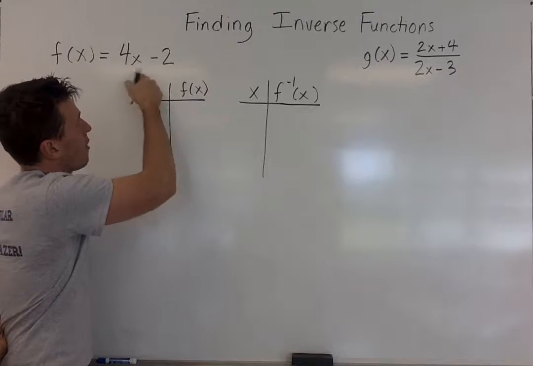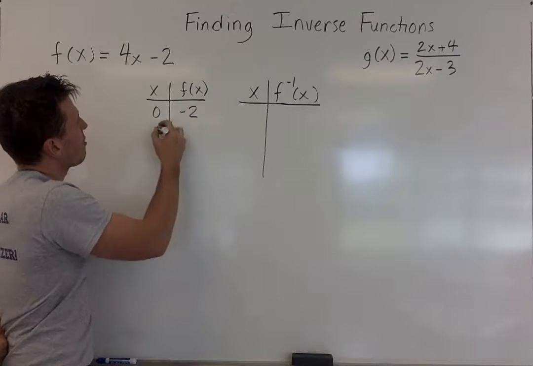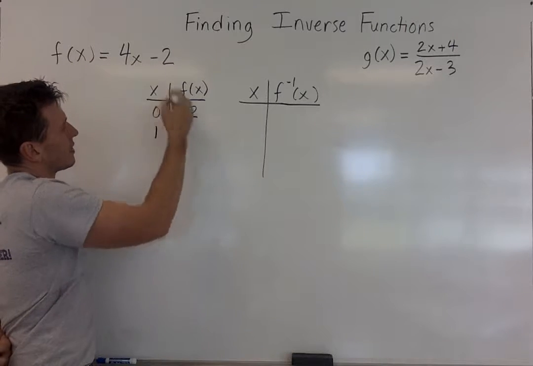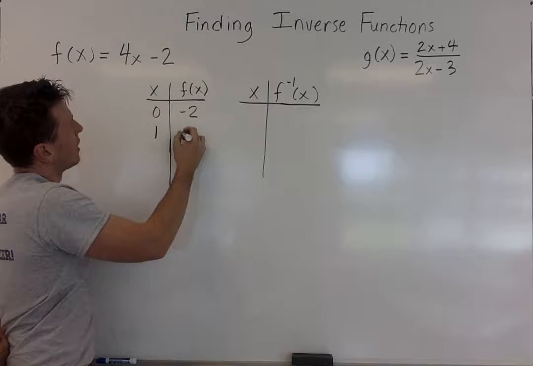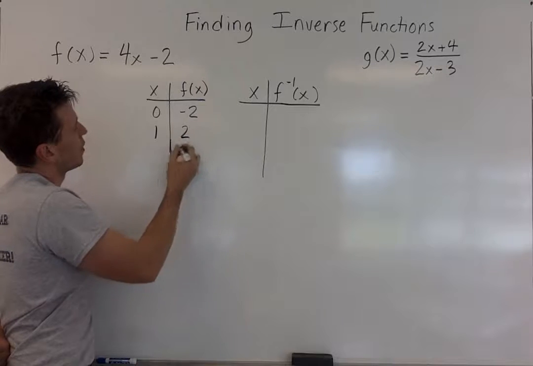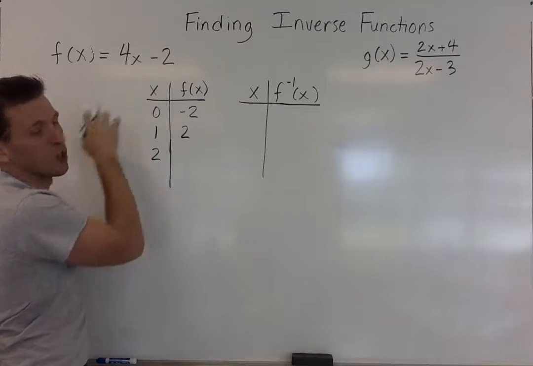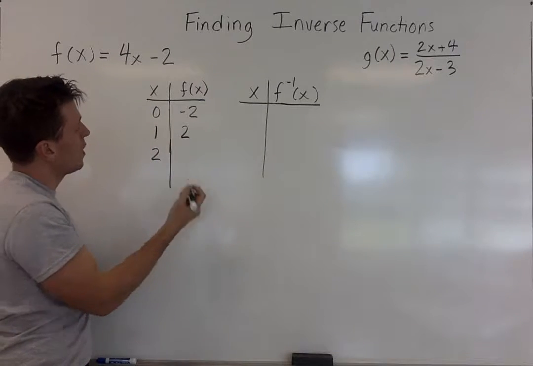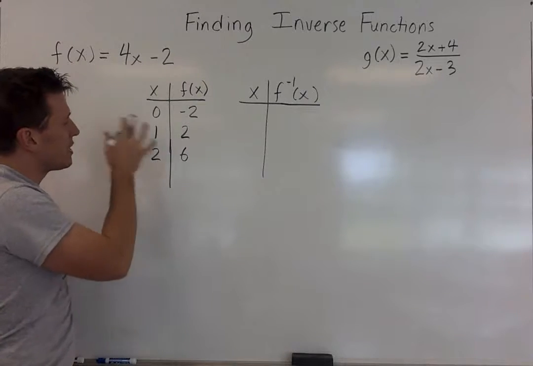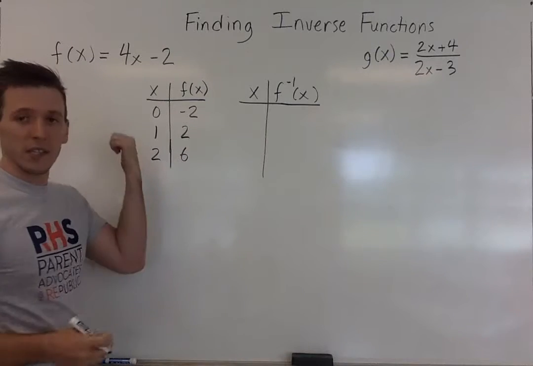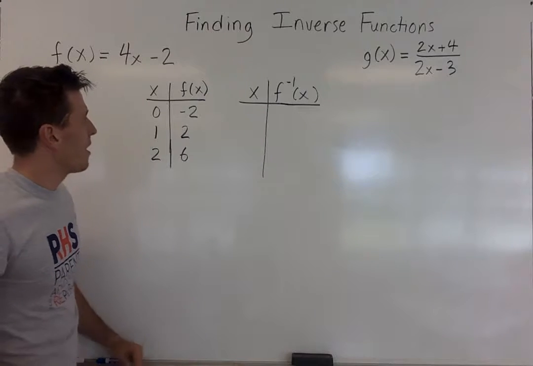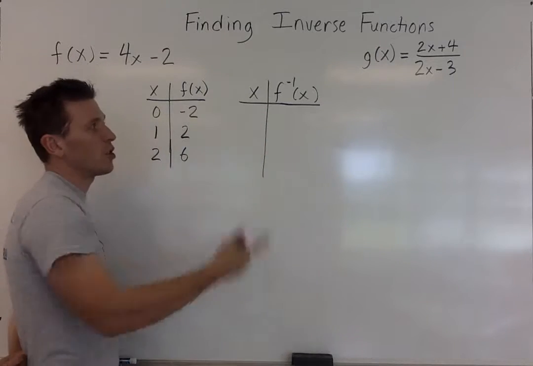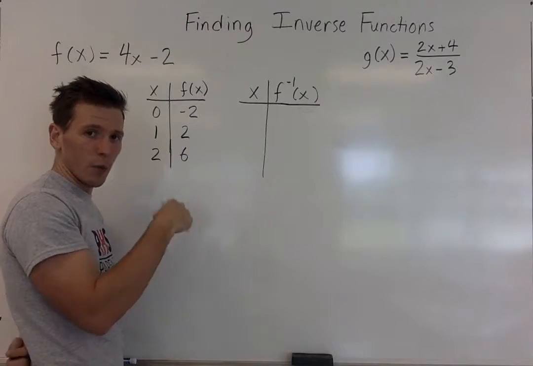If I plug in a 0, I'll get out a negative 2. If I plug in a 1, I'll get 4 minus 2, so I'll get a positive 2. If I were to plug in a 2, I'd get 4 times 2 is 8, minus 2 would be 6, and so you can see that I have specific inputs and outputs that are really easy to compute here.